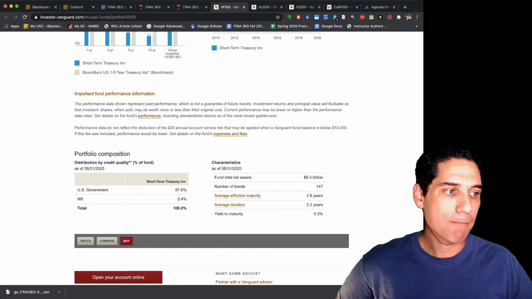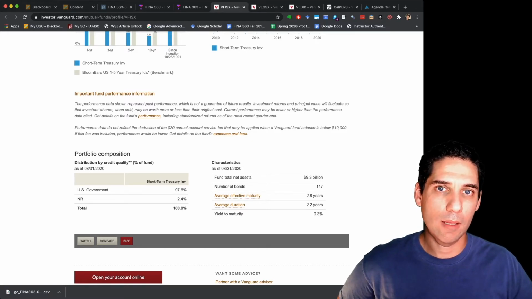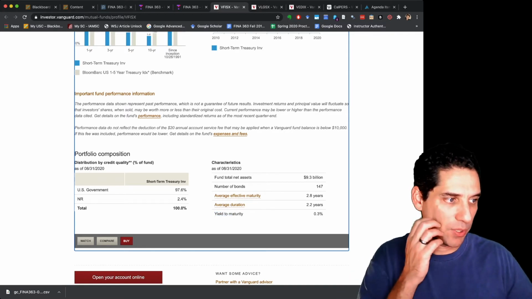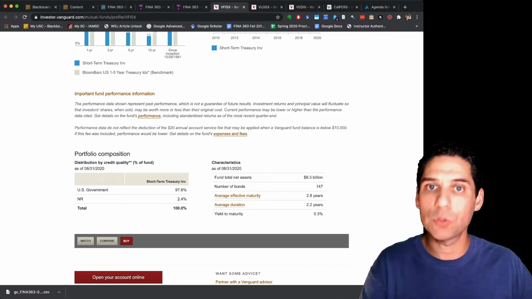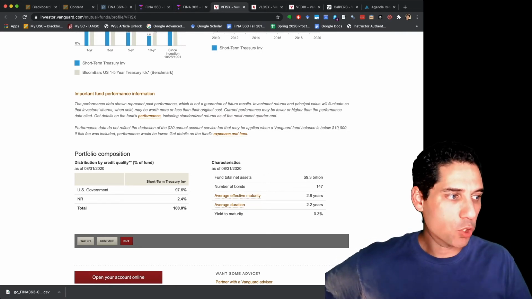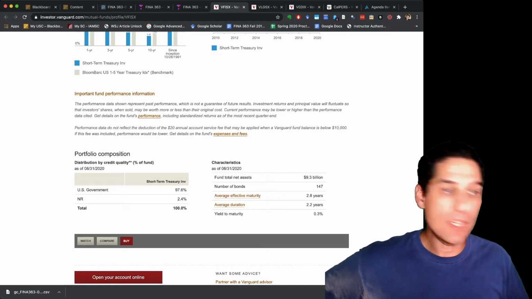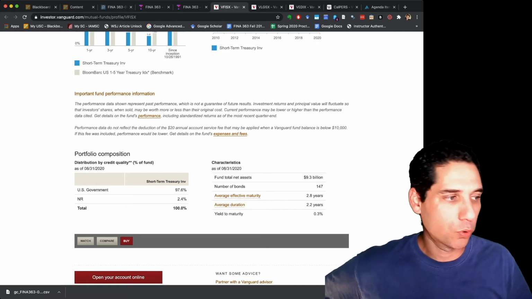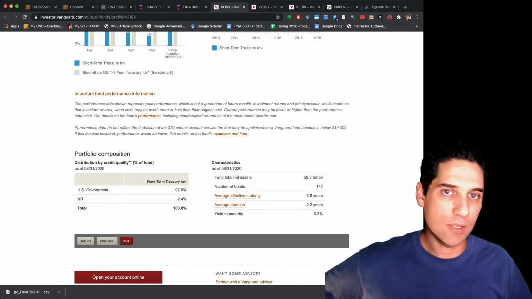And you can see, because this is a short-term treasury fund, treasuries already have low interest rates because they are pretty safe. On top of that, this is short-term, as we're going to see. This makes a big difference. The average yield to maturity of this fund is 0.3%. So this is what you would be expecting as your average annual returns from buying this fund.